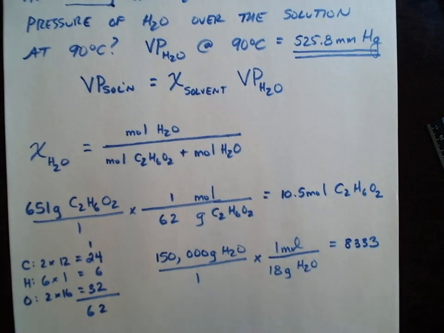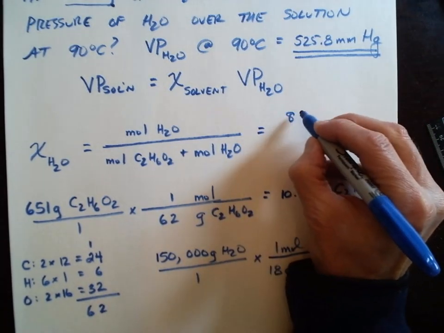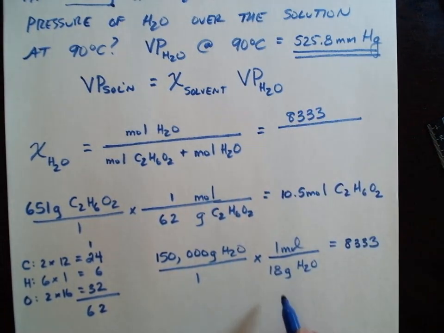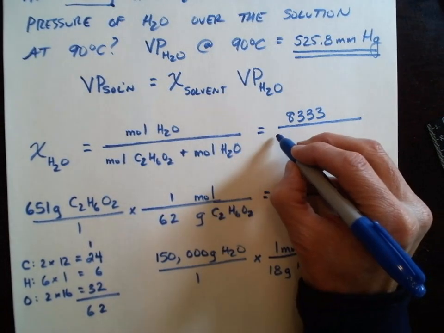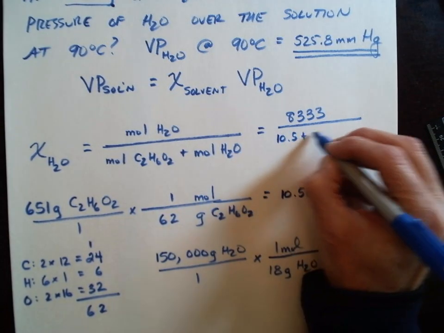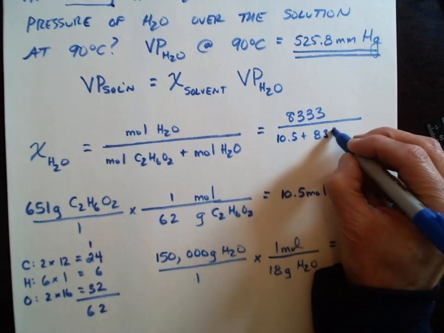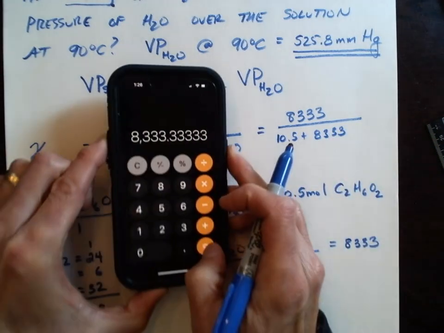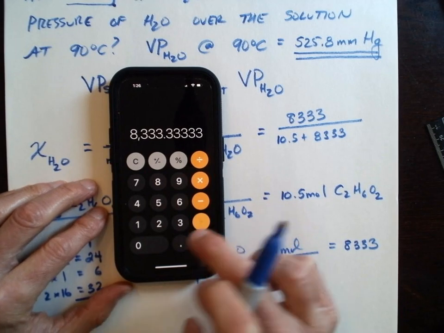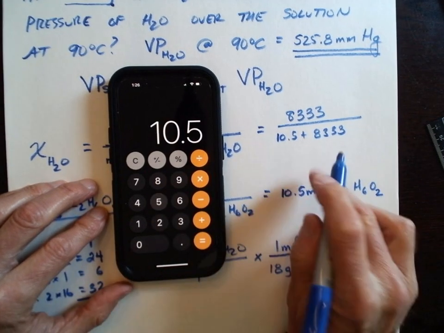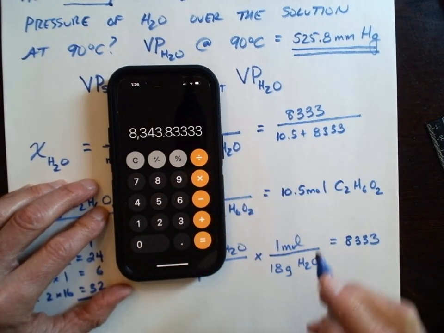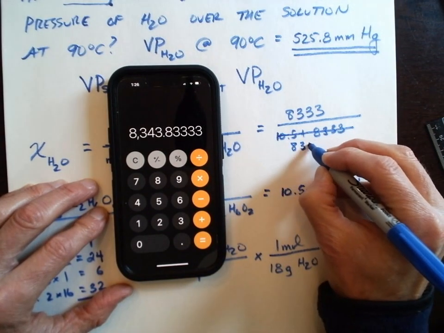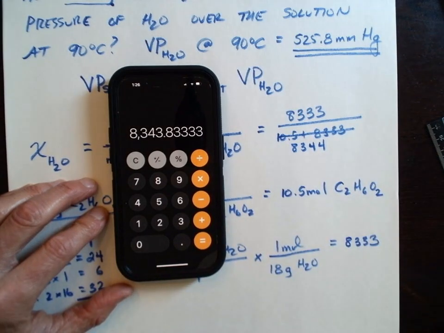So our mole fraction of water is going to be 8,333 divided by 10.5 plus 8,333. So we'll do the numerator first, plus 10.5, so that's the denominator. The denominator is 8344, rounding up.